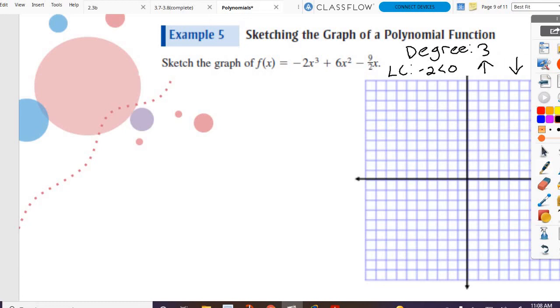Since it doesn't ask us to state the end behaviors, we're just going to use it to help us graph it. We can leave it like that. We don't have to write the statements out. We just want to envision to start what our graph is going to look like. So then how many zeros should we have? 3, because that's our degree. So how do we find those? Solve it, by setting it equal to 0.